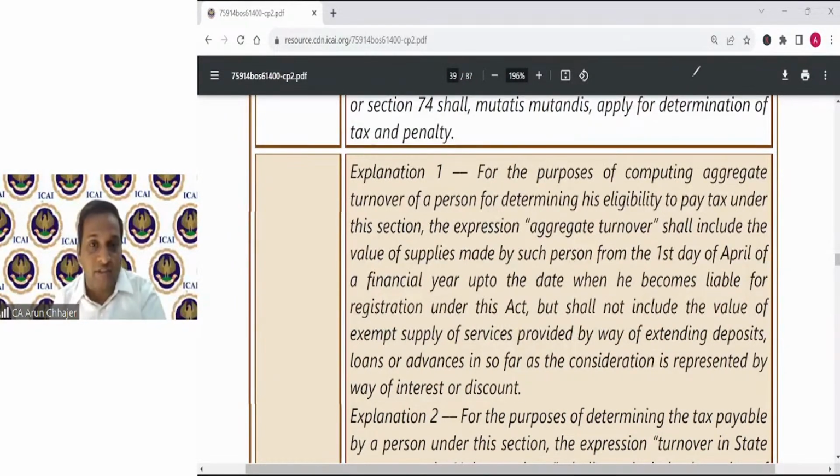Probably I would have my fixed deposit on which I'm earning interest. I'm talking about the business's fixed deposit on which I'm earning the interest. Interest is an exempt supply. Aggregate turnover says all taxable supplies and all exempt supplies are to be added. So that 75 lakh, 50 lakh, 1.5 crore would add these exempt supplies also. So probably to give the benefit to the composition dealer, they are saying that we will not include the value of exempt supply.